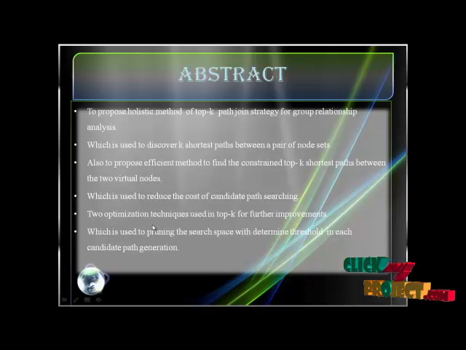Here we use two optimization strategies for Top-k for further improvements. The optimization strategies are push join constraints and pruning search space. The push join constraint in the candidate path search denotes the deviation node and processes the next step. Then pruning search space is considered with determined threshold values in candidate path generation.